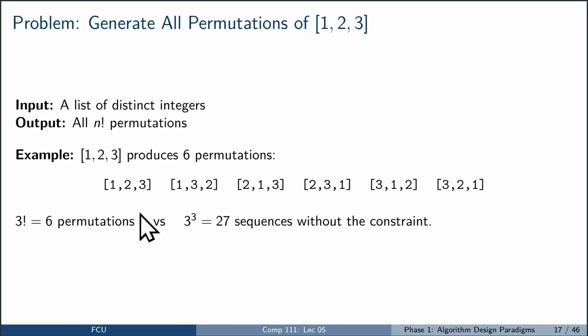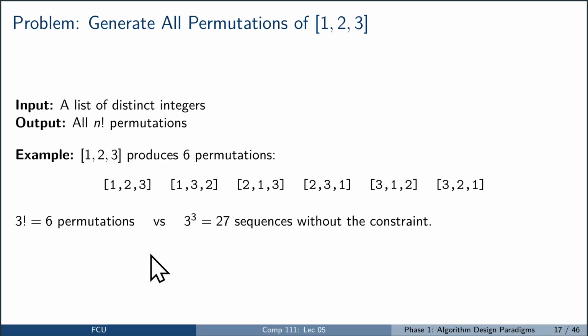But here's the striking number: 6 valid permutations out of all possible sequences, actually. So all possible sequences, how many are there? Because if there are no constraints, then we can choose 1, and then we can choose 1 again, and then we can choose 1 again. So that's one possibility. But we are not allowed to do that, because once we have chosen an item, we cannot choose the same item again.